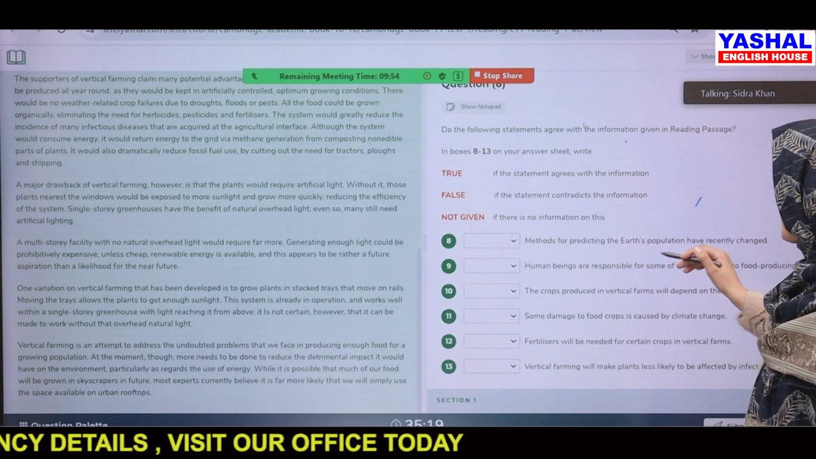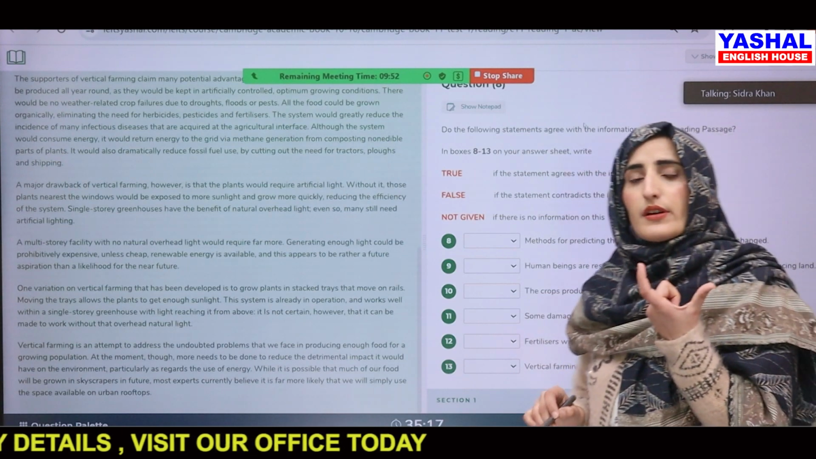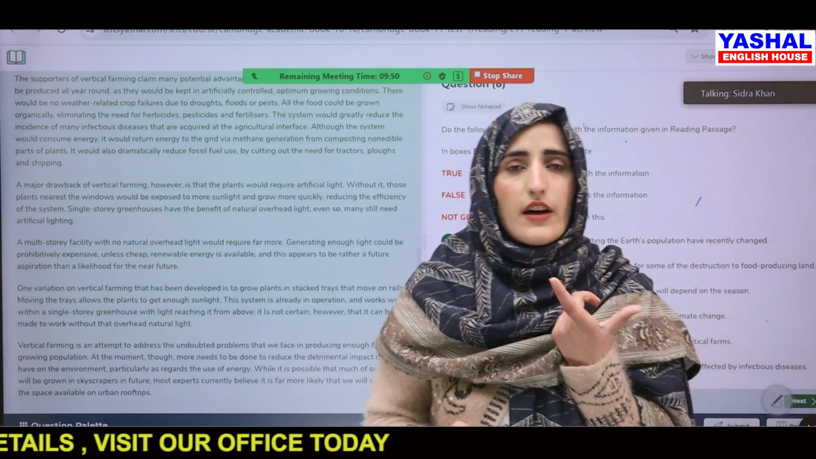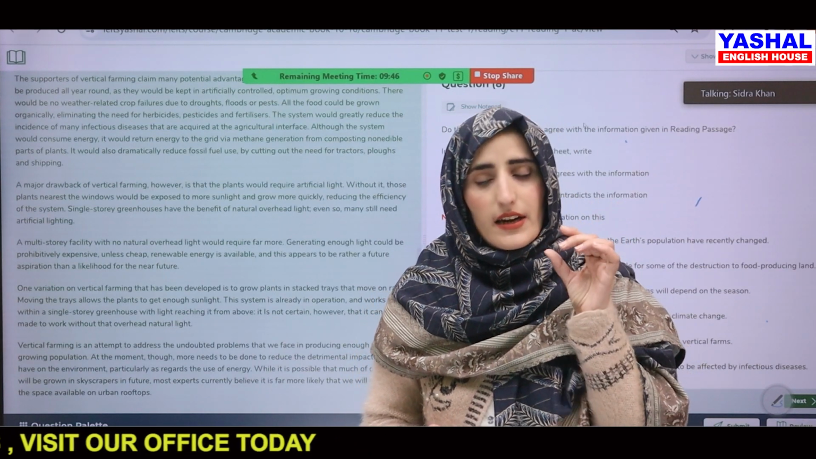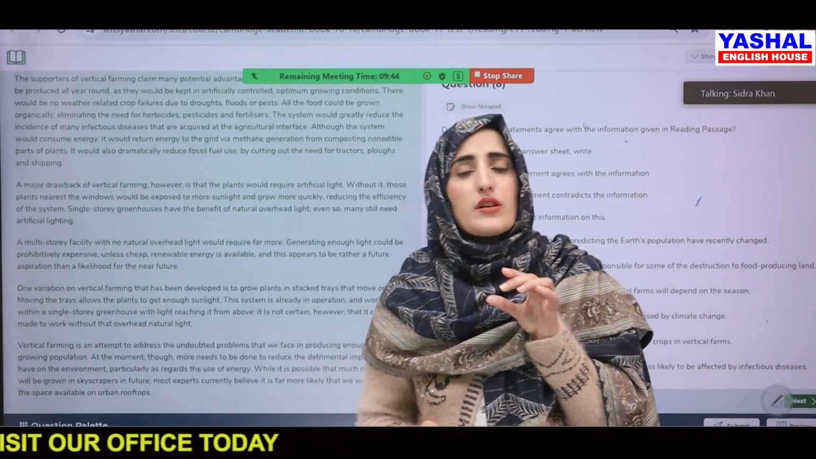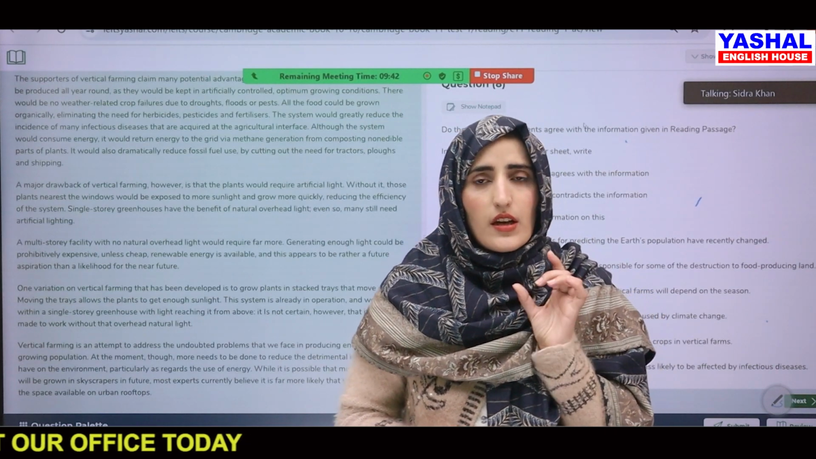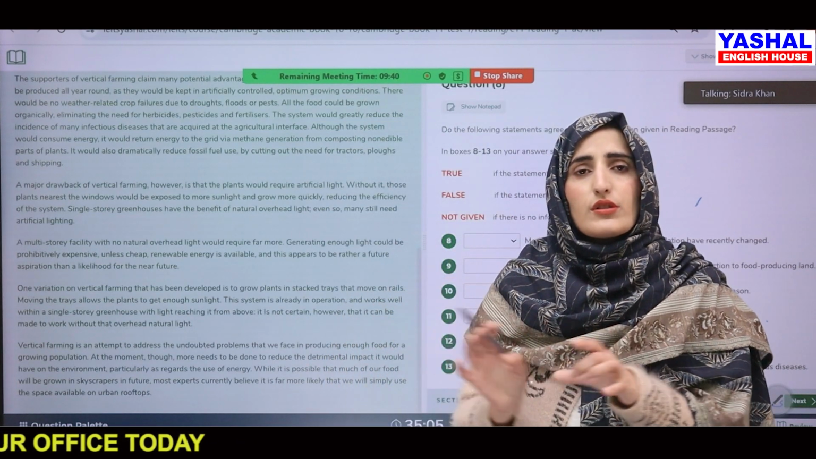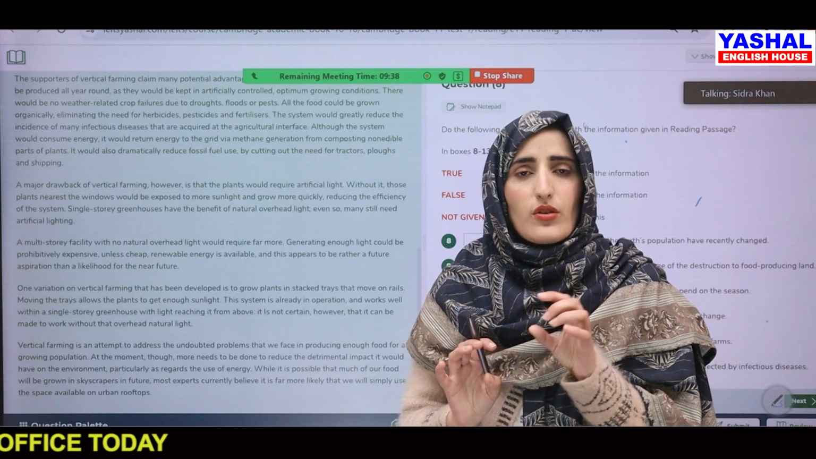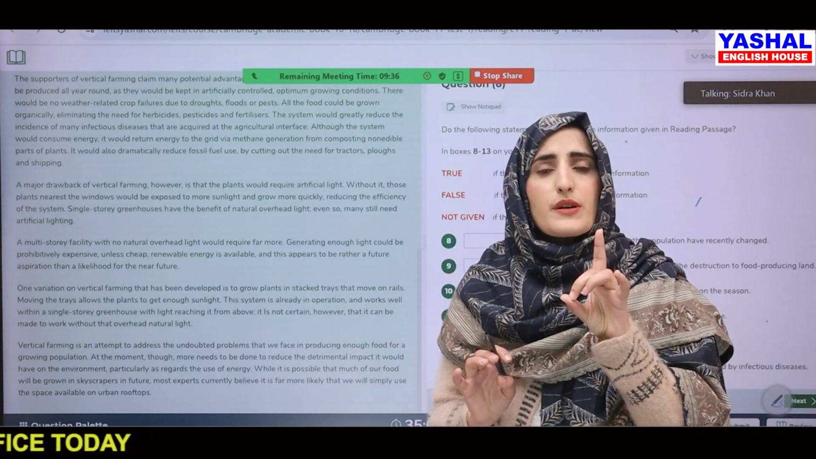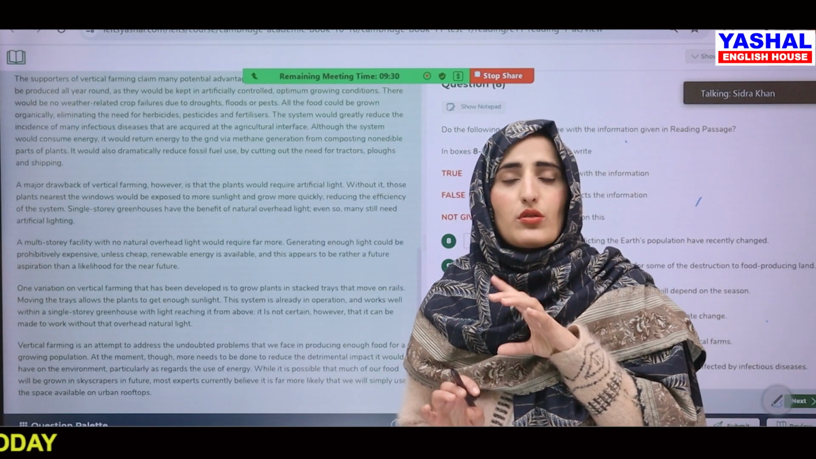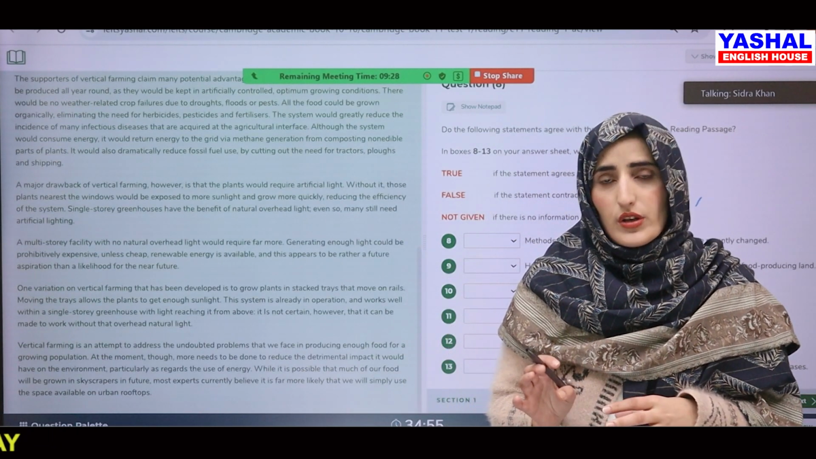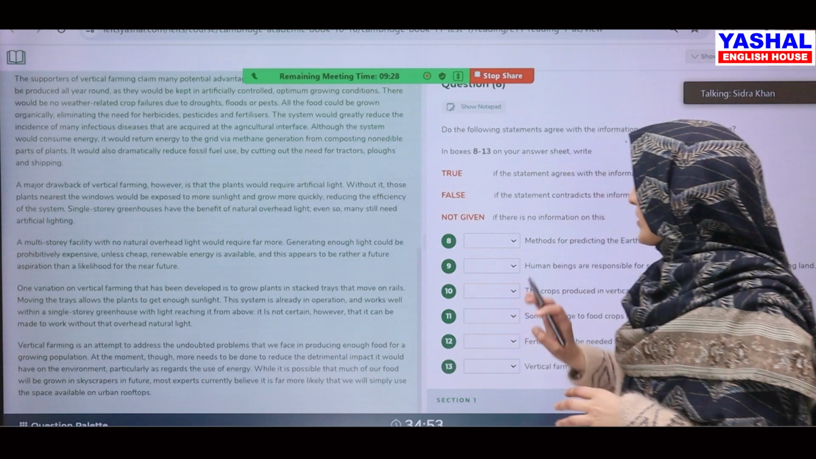And if the statement is given there, आपके पास दिया गया हो, methods for predicting the Earth's population have changed or have been changed, but the word recently is missing. अगर just एक recently word missing हो, it means this is not given. Not given means that 90% information is correct, but only 10%, or you can say just 1% information is missing. अगर थोड़ी बहुत भी information missing हो तो वो हमारे पास हो जाता है not given. Most of the time that is not given.